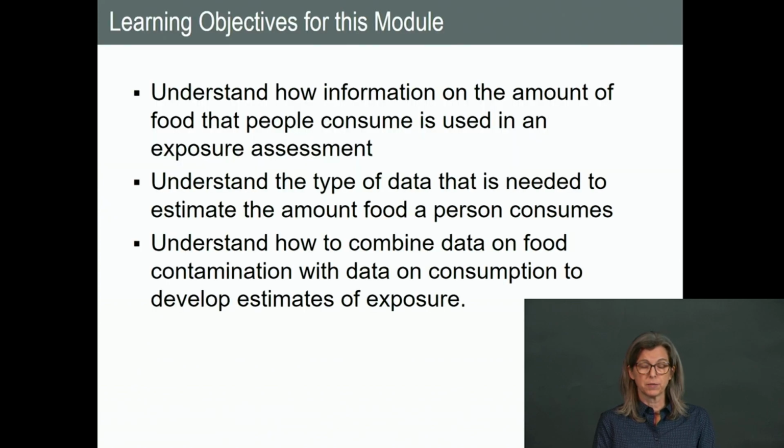So the learning objectives for this module are to understand how the information on the amount of food that people consume is used in an exposure assessment and ultimately in a risk assessment. Also to understand the type of data that is used to estimate the amount of food a person consumes. And then we are going to talk about combining the information on the amount of contamination in a food with the amount of food a person eats to come up with estimates of exposure.